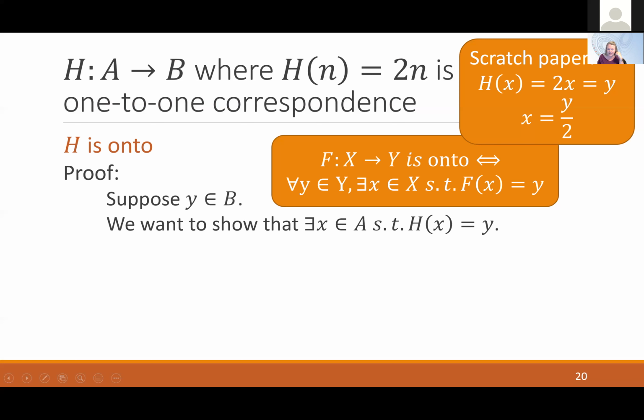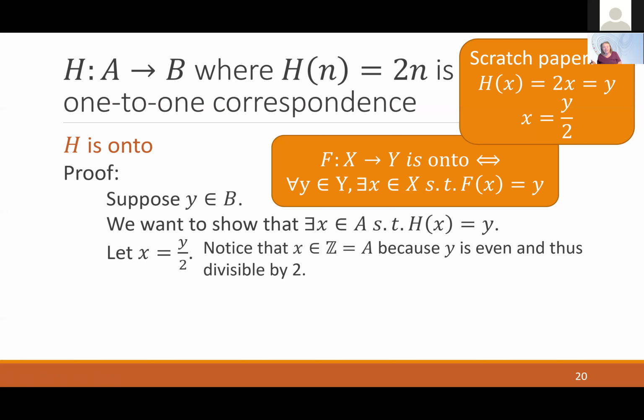So what we want to do then is to let x equal y over 2, using the information we got from our scratch paper. And we do want to make sure that we notice that x will be an integer, because remember, as we were doubling every integer, we ensured that all of the numbers in our codomain were even integers. So we want to notice that, yes, x is an integer, because remember, our domain had to be integers.